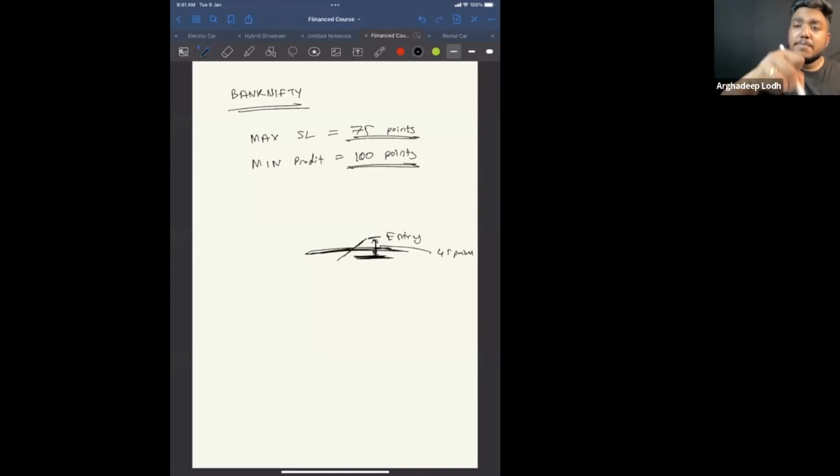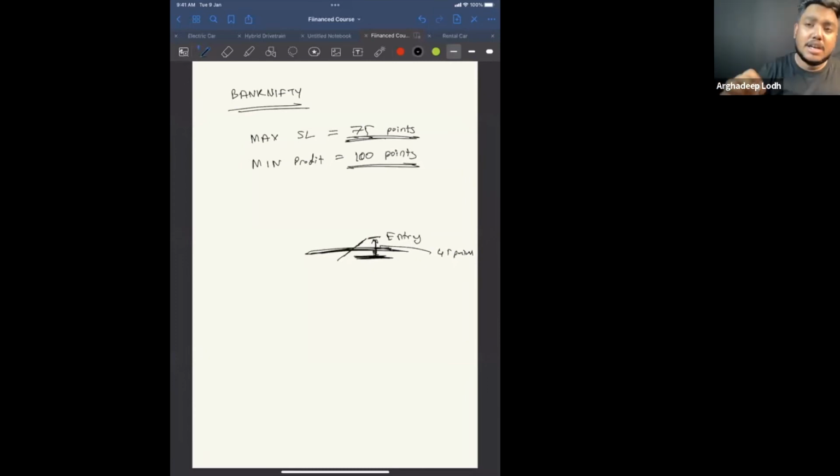Then we'll keep your SL at 45 points. There is no need to keep your SL at 75. What I'm saying is, while you will trade using X1, the maximum SL you will keep is at 75 points. If you are seeing कि you cannot keep an SL at 75 points, आपको जो भी logical SL का level दिख रहा है, it will be above 75 points, then don't take the trade.